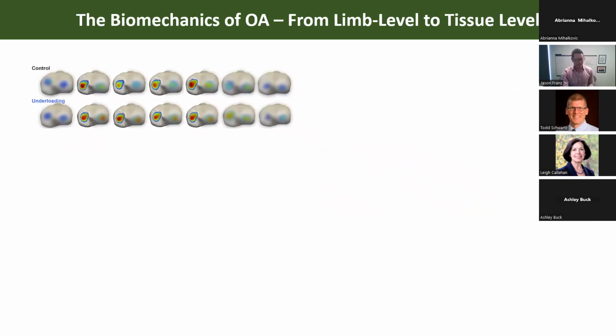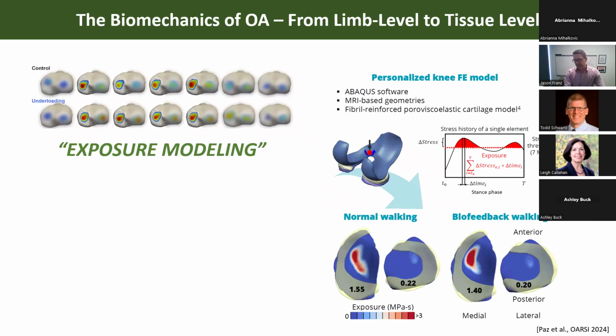Now, once we have those in place, we can start to do some really interesting things. These are data that a visiting scholar of mine just went out and presented last week at ORS, which is to say, what happens if I walk this way for the next 2 years? This is called exposure modeling. What we can do is take MRIs of these same participants.